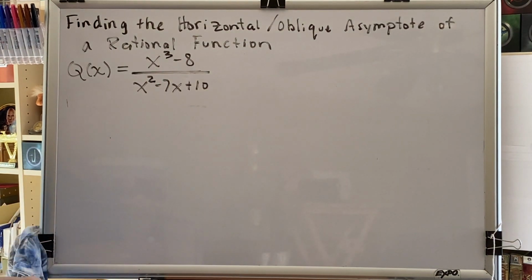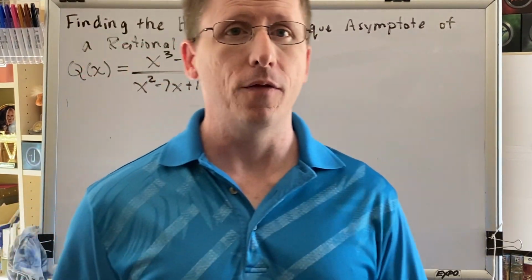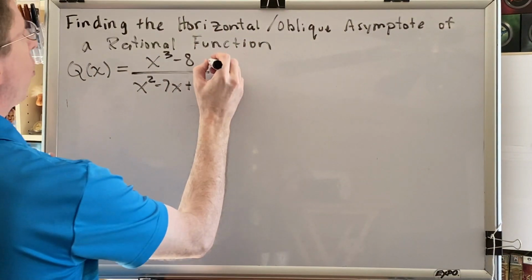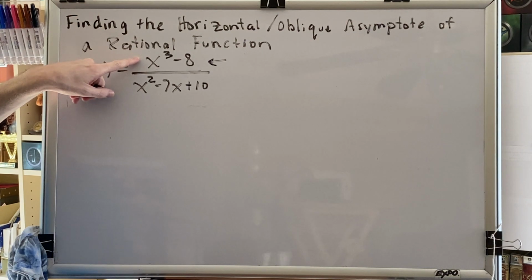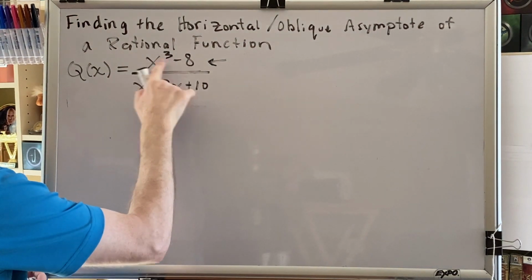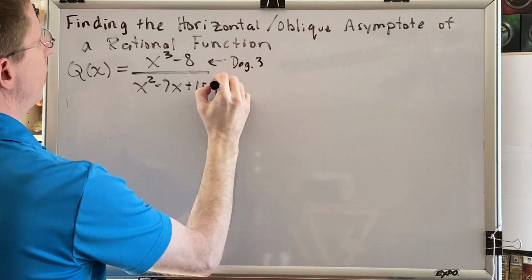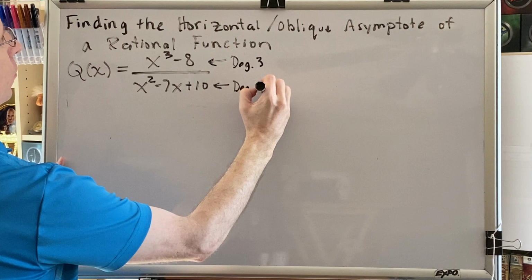The first step in finding the horizontal or oblique asymptote of a rational function is to determine the degree of the numerator and the degree of the denominator and compare them. We see that we have a polynomial in standard form, which means the highest exponent of x tells us the degree. So this is degree 3. Similarly, this is also in standard form, and its degree is 2.